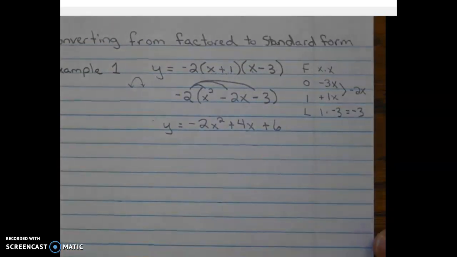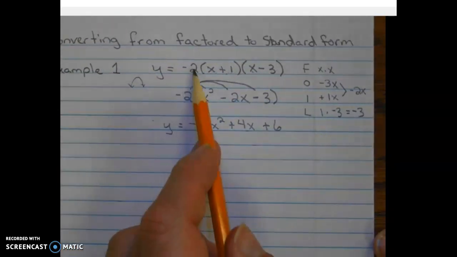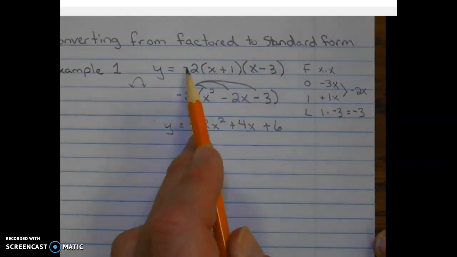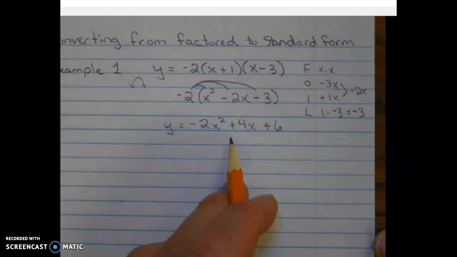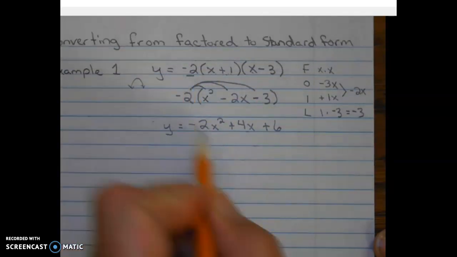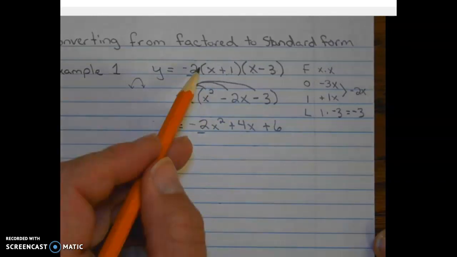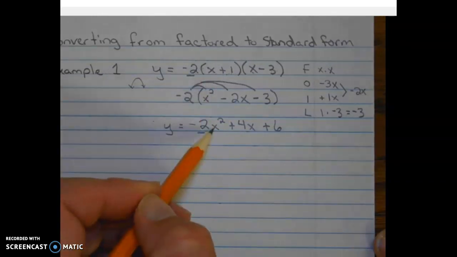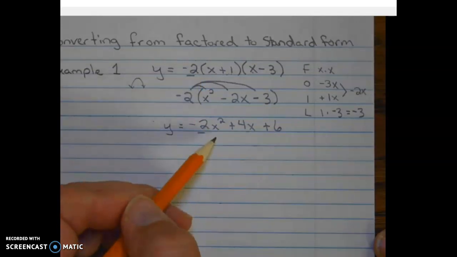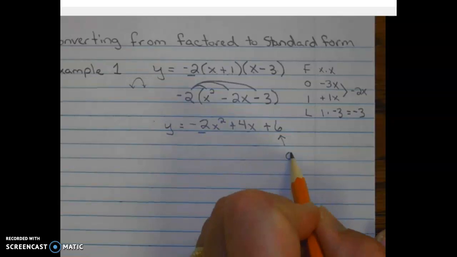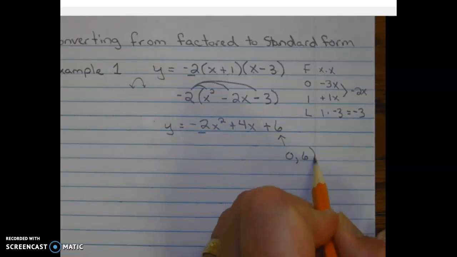Alright, so now why would we convert? Well, let's say I asked you what the y-intercept is. Well, we need to go to standard form for that. Notice our a values are the same. They should be. These two equations make the same graph. That means they have to be equivalent, just different formatting. So here's our y-intercept right here at (0, 6).